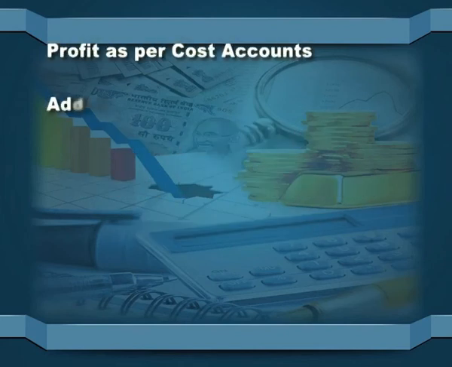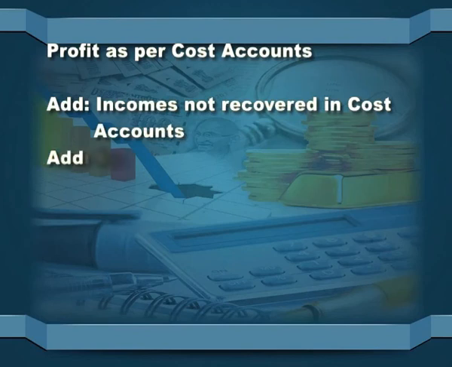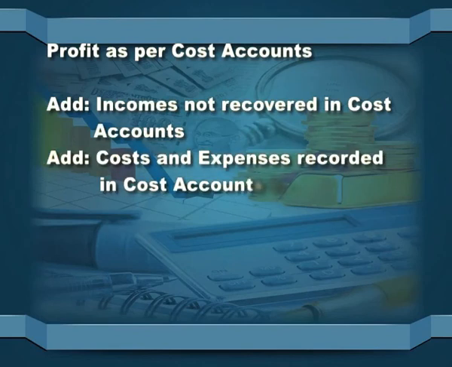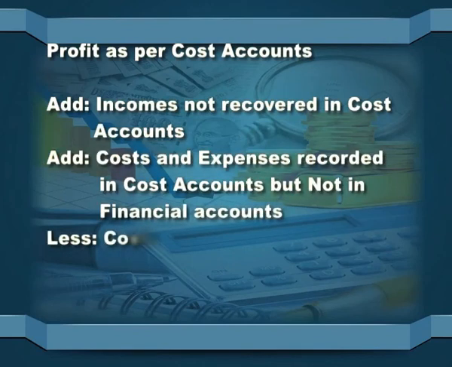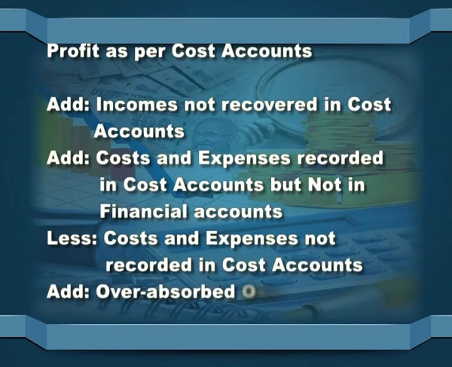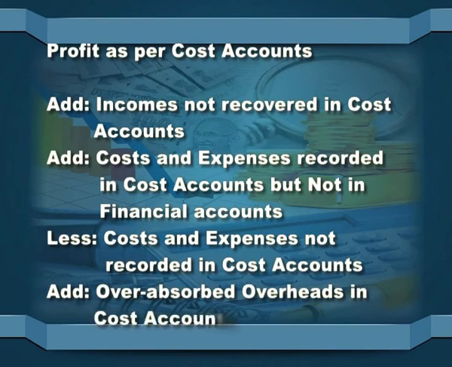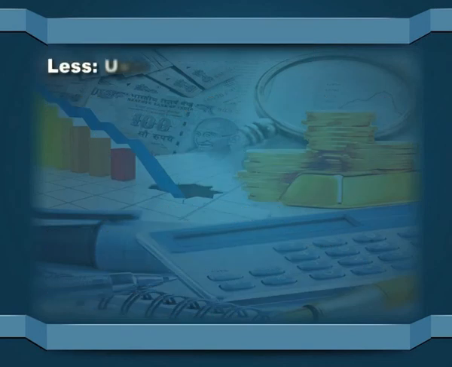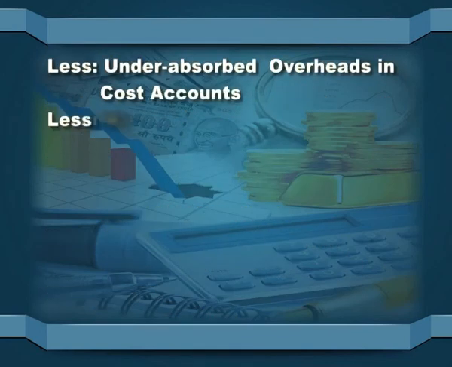Profit as per cost accounts. Add incomes not recorded in cost accounts. Add costs and expenses recorded in cost accounts but not in financial accounts. Less costs and expenses not recorded in cost accounts. Add over-absorbed overheads in cost accounts. Less under-absorbed overheads in cost accounts.